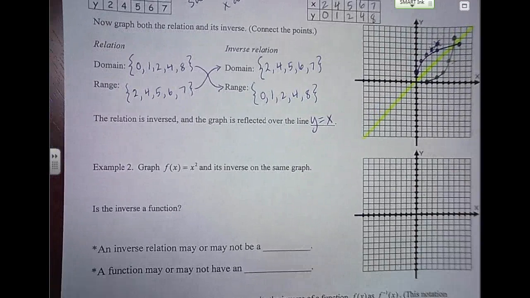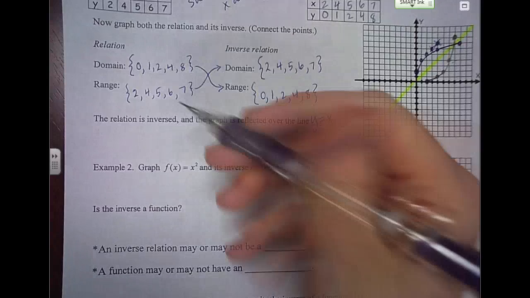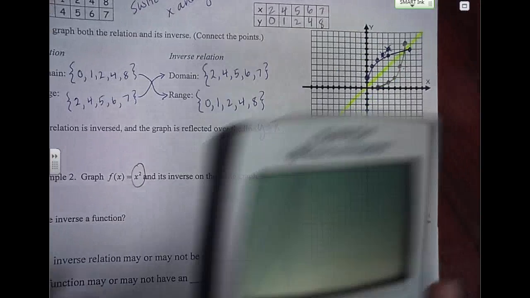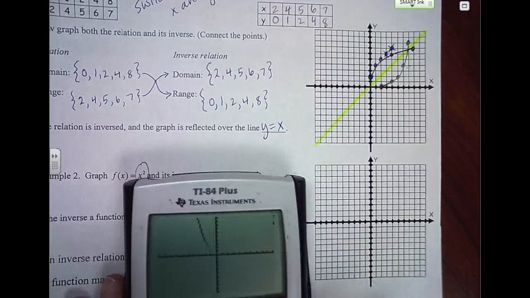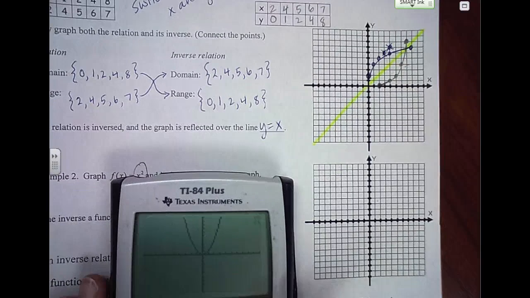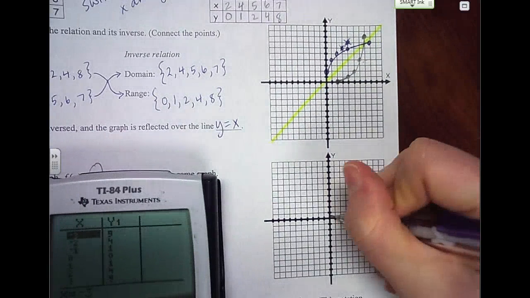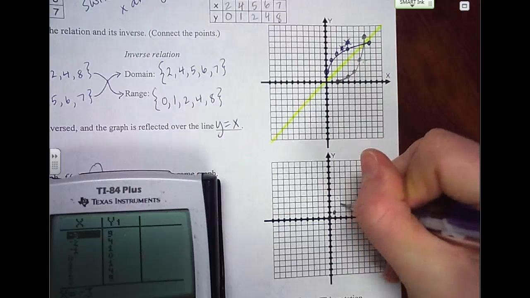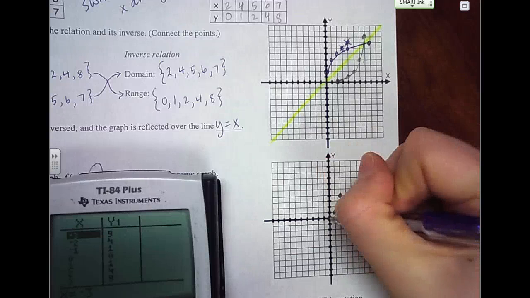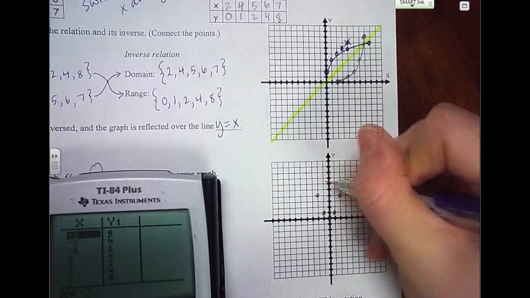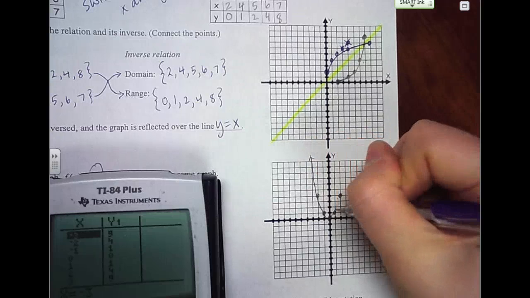Okay, so example 2 says graph f of x equals x squared and its inverse on the same graph. Let's graph x squared. You could put it in your calculator if you wanted to get a couple points. We know it's just a parabola, and then we could go to the table of values to get some points. We have 0, 0, 1, 1, 2, 4, and then -1, 1, and -2, 4. Okay, so there's x squared.